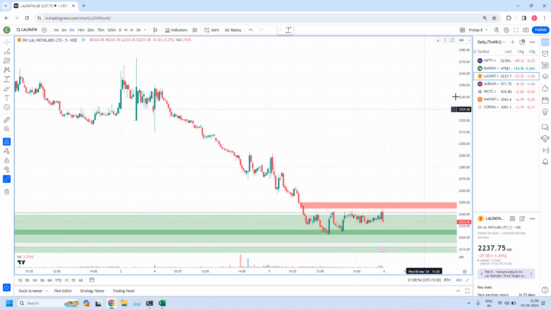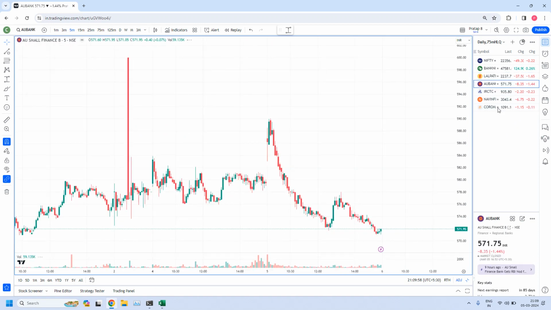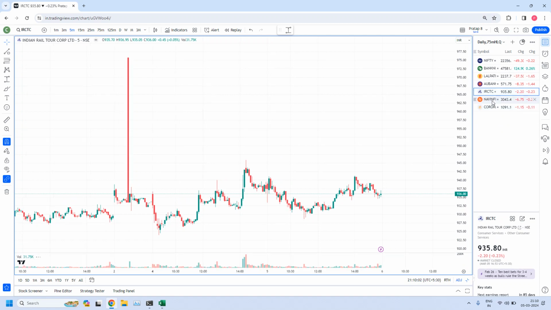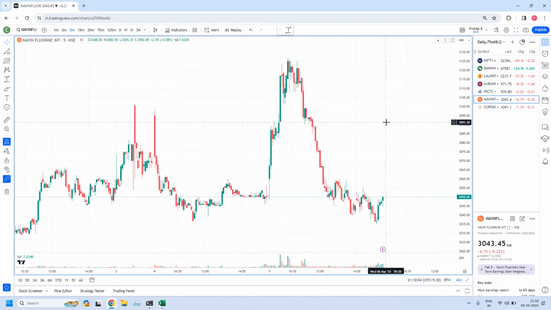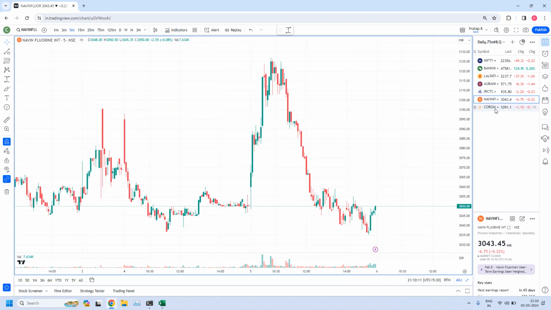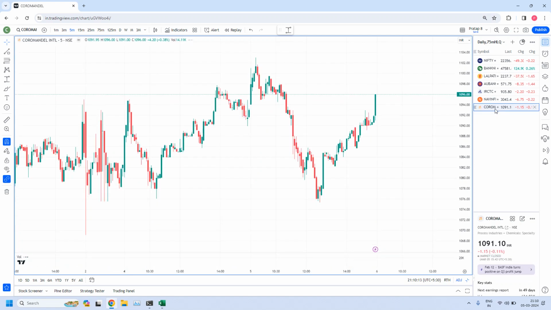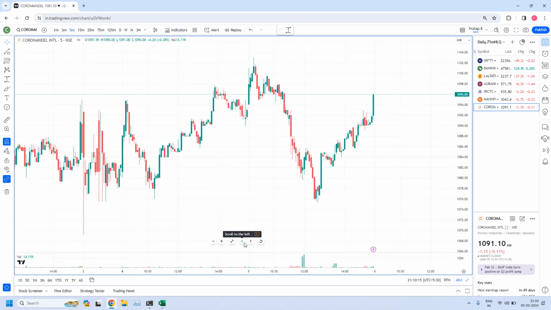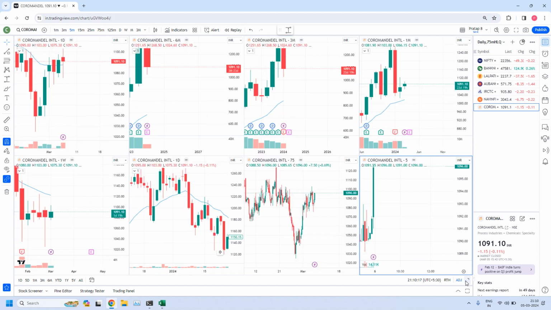And apart from that, what else are we yet to see? Another one is AU Bank, we have seen we got a trade. IRCTC we have seen we got a trade. Navin Fluorine we discussed. We got a trade, but we didn't take the trade because that is a tested zone. And another one is Coromandel. Coromandel is the last stock. This is a 75-minute supply zone.